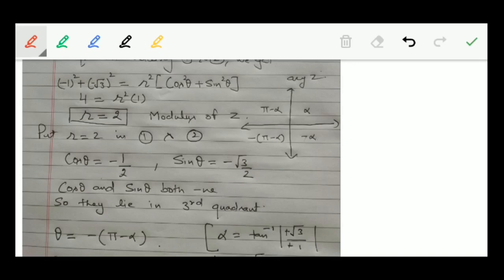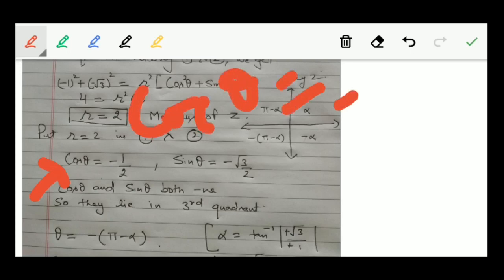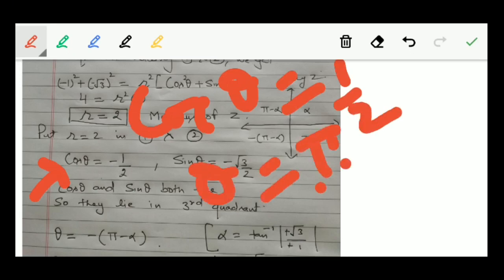For finding the value of alpha, students, you will take this cos theta, which is equal to minus 1 by 2, but you will ignore the minus sign. So suppose cos theta is 1 by 2, and the value of theta here is pi by 3. So this is your value of alpha. Is it clear, students?